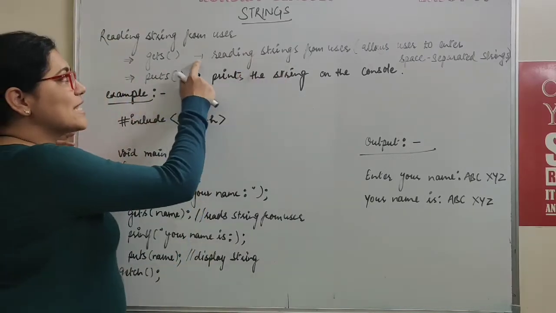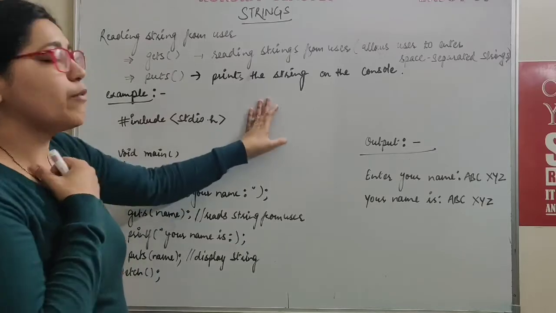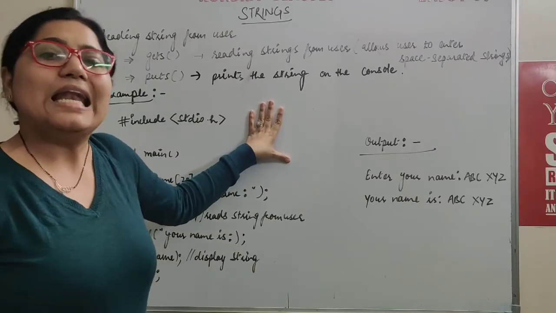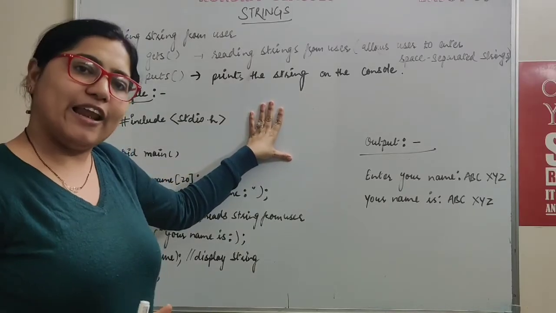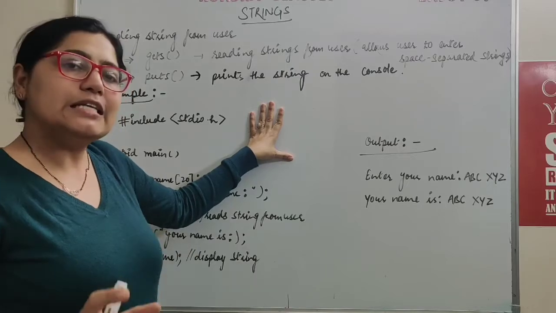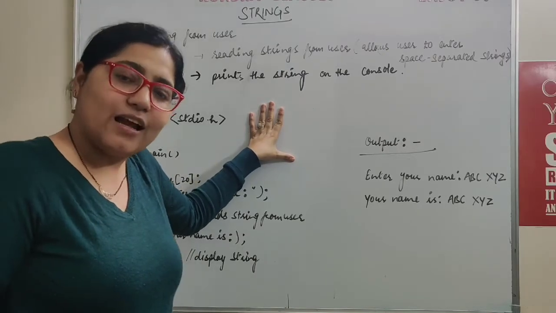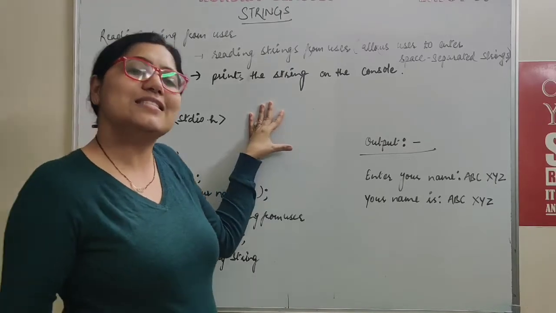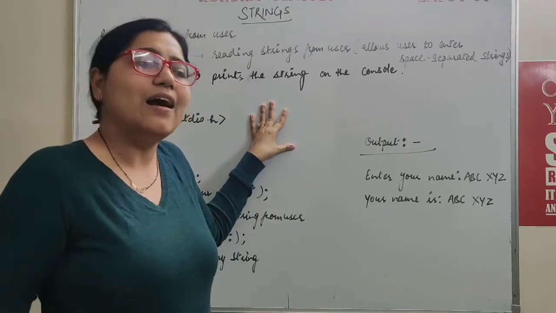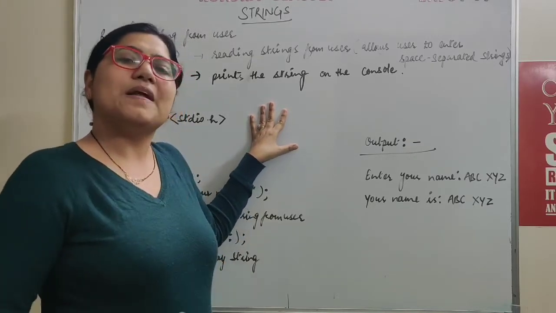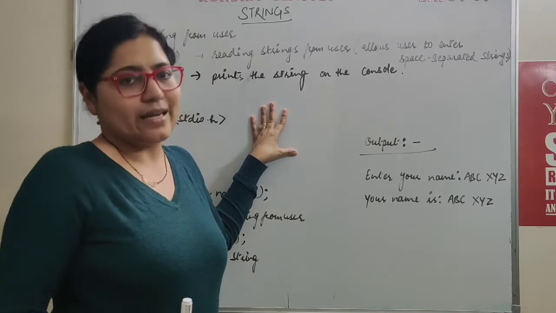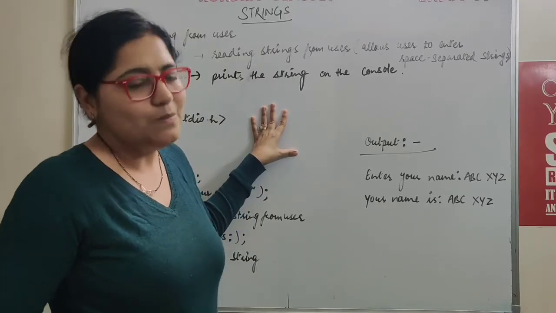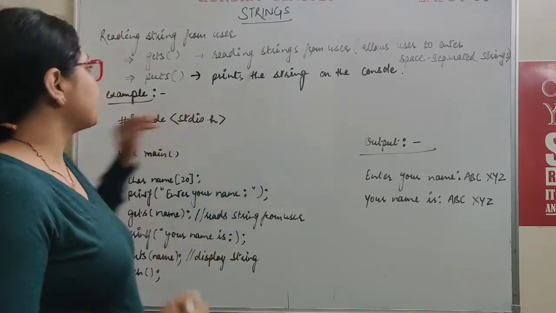So we are going to use the gets function, but there is also a problem in gets. It never does bound checking of array. So if your string is exceeding the length of the array, it will not check that. It will keep reading the string until you press enter. That's the biggest problem of the gets function.